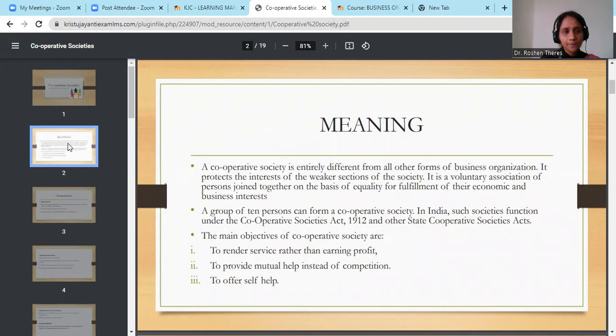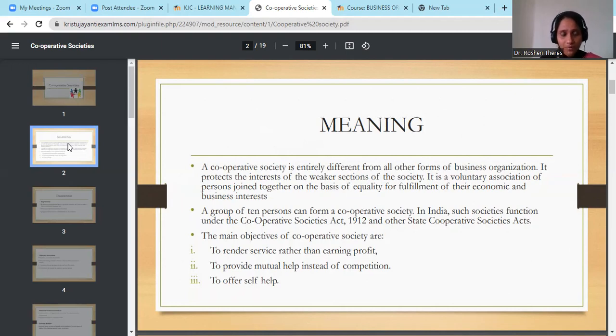So, a cooperative society is entirely different from all other forms of business organization. So, what is the purpose of this cooperative society? Like other business firms, it's not only about making the profits, it is about helping the weaker sections of the society. So, we can say that it is a voluntary association of persons. They have joined together on the basis of equality or fulfillment of their economic and business interest.